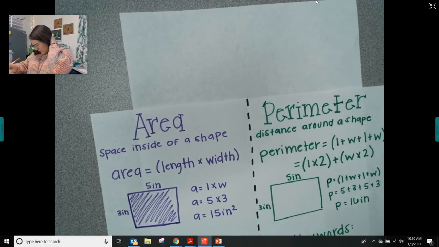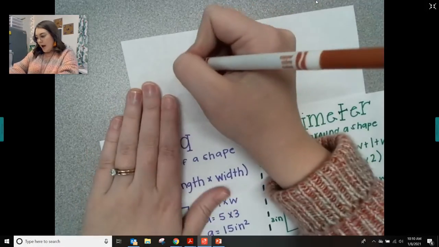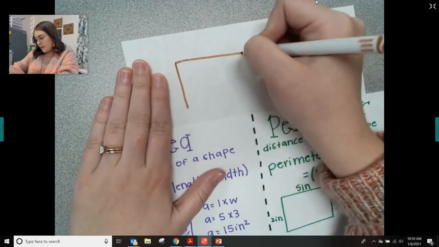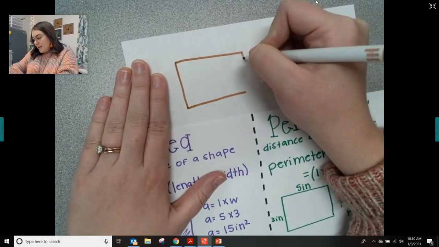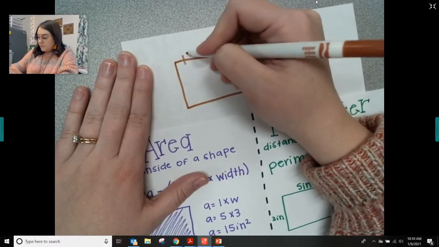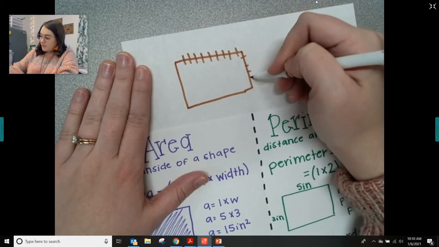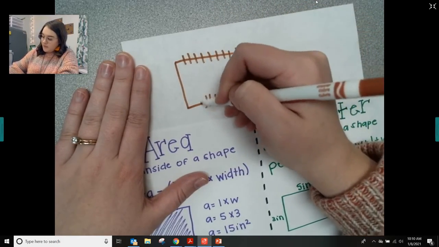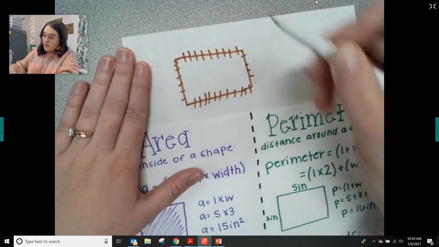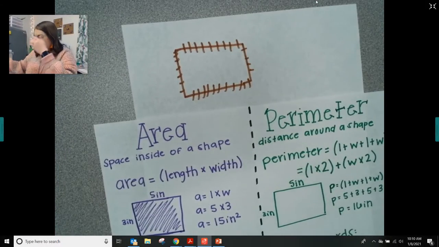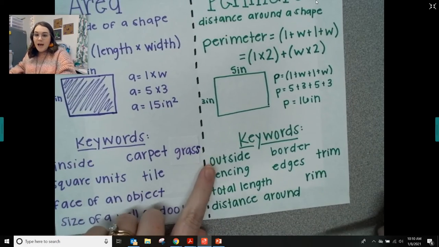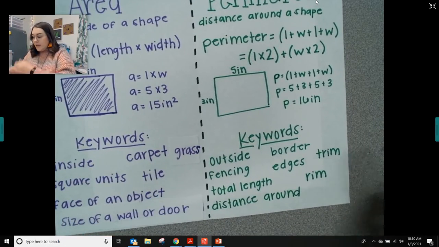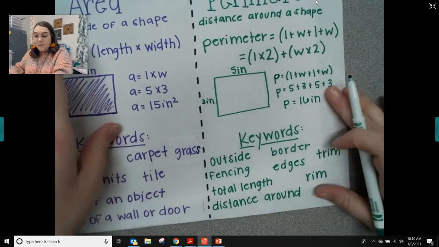You're going to think of the perimeter as the fence. So I always get my brown marker. I think of the perimeter as the fence. Just the outside. So let's say I'm drawing Miss Simpson's backyard. The perimeter is just the fence, right? So if I see words in word problems that say outside, fencing, total length, any of these, I know they're asking me for the perimeter.